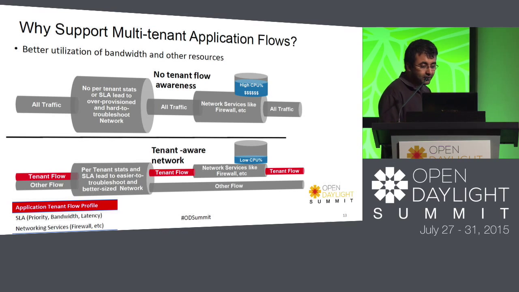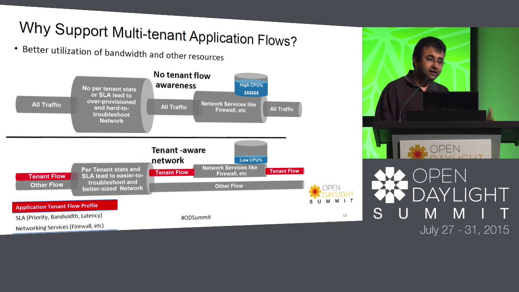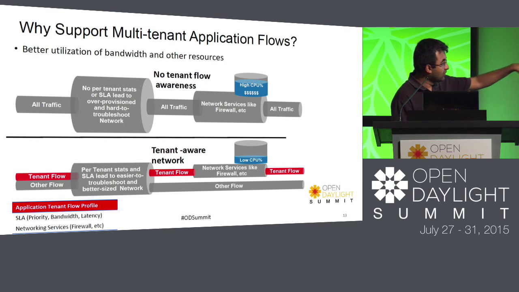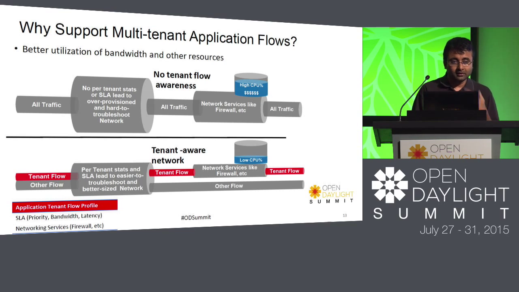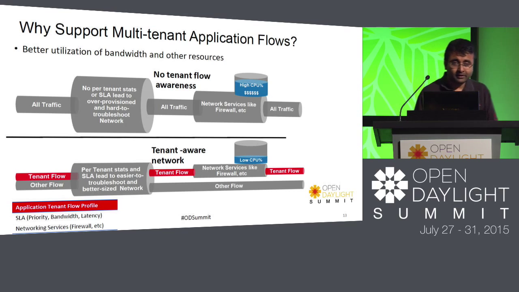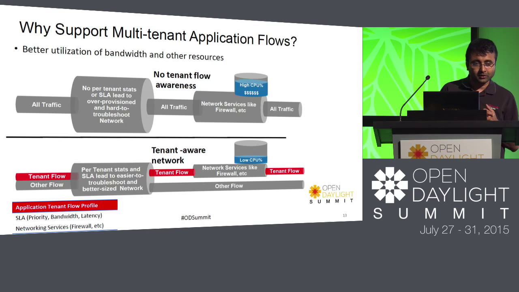On the other hand, with the tenant-aware network, you actually identify the tenant flows, and then you know for each tenant flow that you have identified what the flow profile is in terms of SLA, like priority, bandwidth, latency, and also in terms of what network services that tenant flow needs. So you only subject those tenant flows to the network services that the flow needs. In that way, you consume fewer CPU cycles on the host, and also with tenant flow awareness, you have insights into tenant flow statistics, which provides you with an easy way to troubleshoot the network.